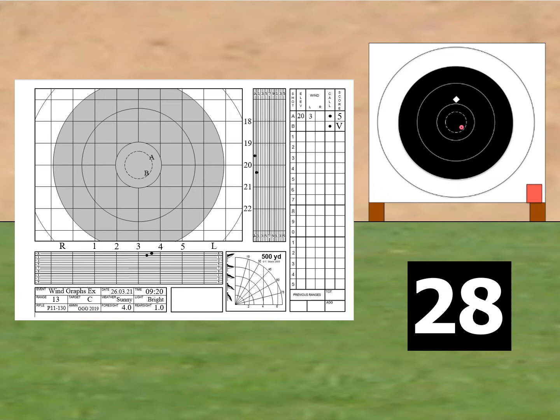And then on the scorecard, nice and neatly, put a diagonal line through the sighters and carry them through into shot 1 and shot 2. And then you're ready to fire your next shot.